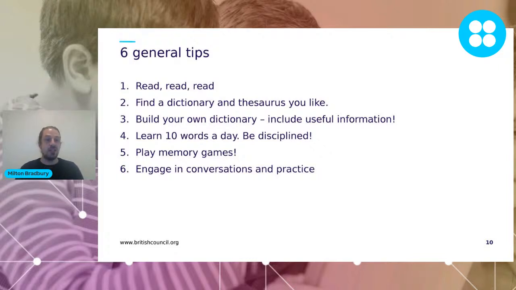So here are 6 general tips for helping students overcome the difficulties that they face in learning a word. So what are these difficulties? The quantity of the words, the amount of information they need to know to really know how to use a word, the difficulties within English itself, the pronunciation, the spelling, the grammar, etc. So one of the most important tips which supports self-directed learning, supports autonomy, is encouraging reading.